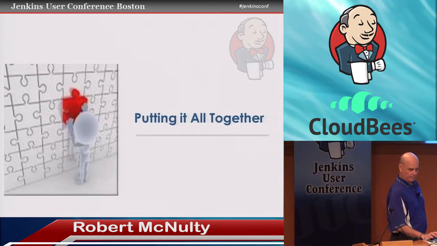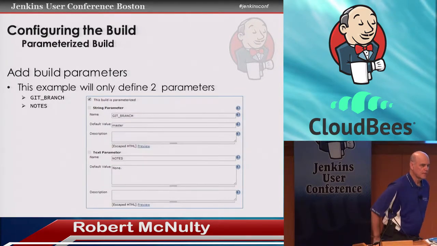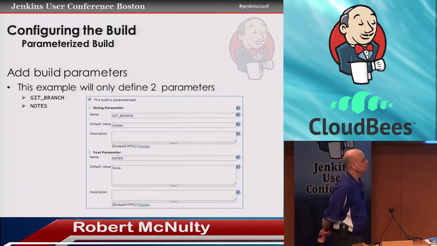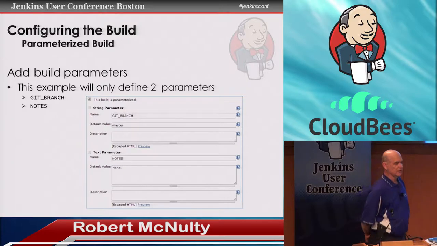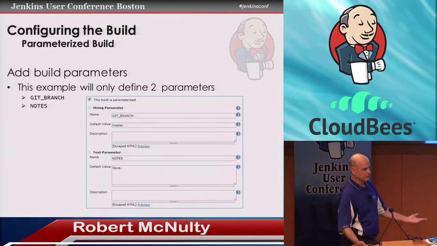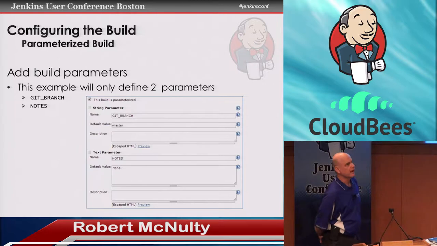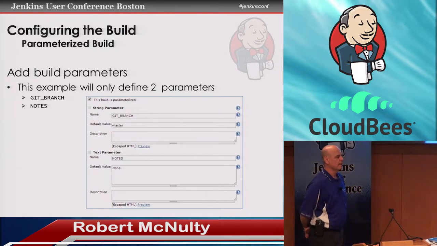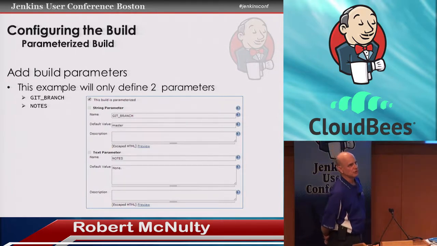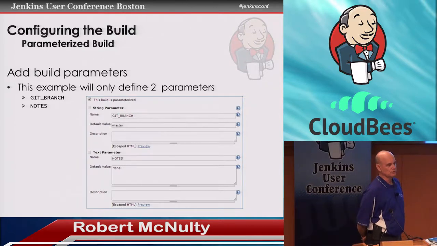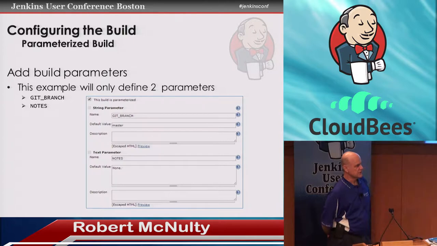Putting it all together. So in this example, we're just going to run through what it is like to create this Jenkins job, basically from scratch. So we're going to click the parameterized build icon. And here I'm going to add two. In practice, I probably have 5 or 6 pieces of information that I would like the users to enter. One of the most important ones is the issue number.